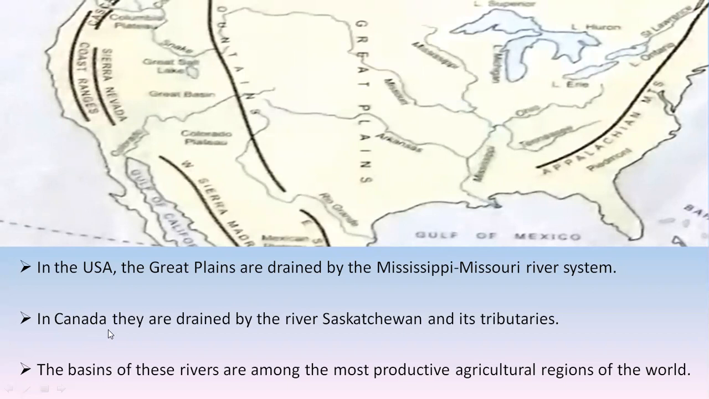In the Canadian region, the Great Plains are drained by the River Saskatchewan and its tributaries. The basins of these rivers are among the most productive agricultural regions in the world. The Saskatchewan River and its tributary area is one of the most fertile, and most agricultural production happens in this region.